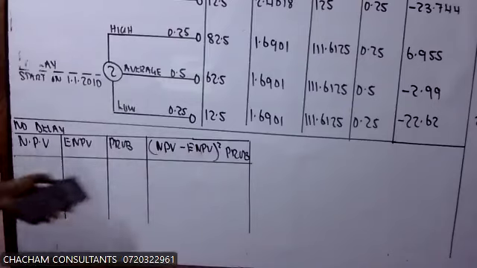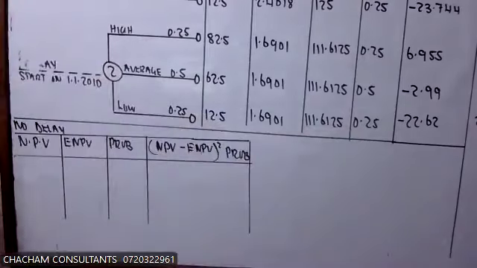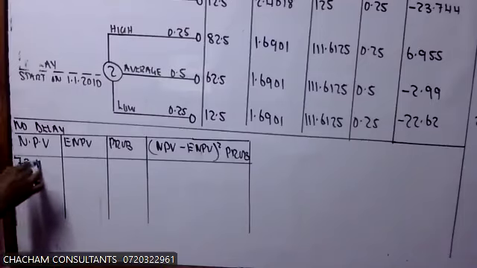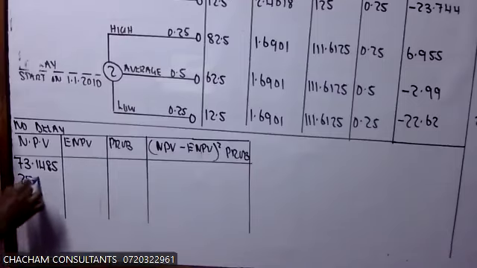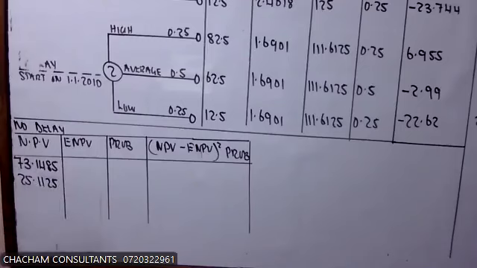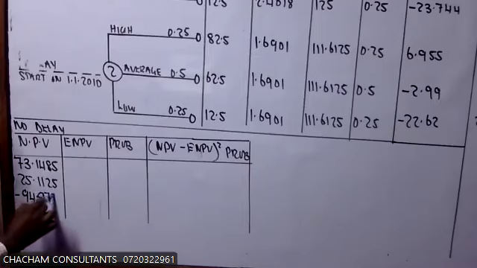So nataka NPV ndio nitafute standard deviation. So the NPV, so I minus 125, nitapata 73.1485. Haya, huyu mwingine 62.5 times 2.4018 minus 125. It is 25.1125. Na huyu mwingine 12.5 times 2.4018 minus 125 is negative 94.9775.